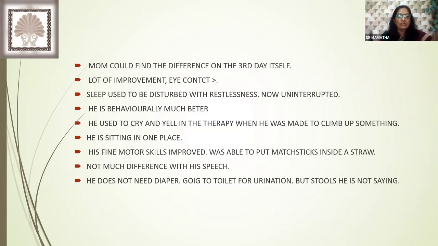And he is sitting in one place. His fine motor skills have improved and he was able to put matchsticks inside a straw. This activity is what they give for children. He is able to do that. Not much difference with his speech. He does not need a diaper now. He goes to the toilet for urination. But for stools, he is not saying.